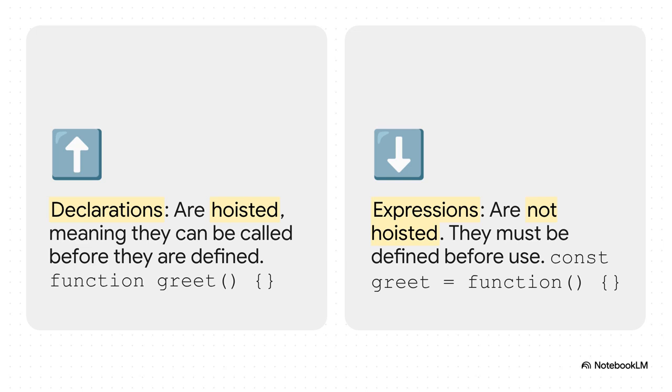Now, the biggest difference between them is this weird concept called hoisting. Declarations are hoisted, which means JavaScript kind of mentally lifts them to the top of your code so you can call them even before they appear.